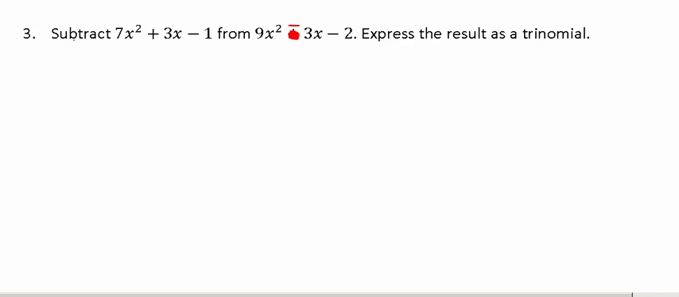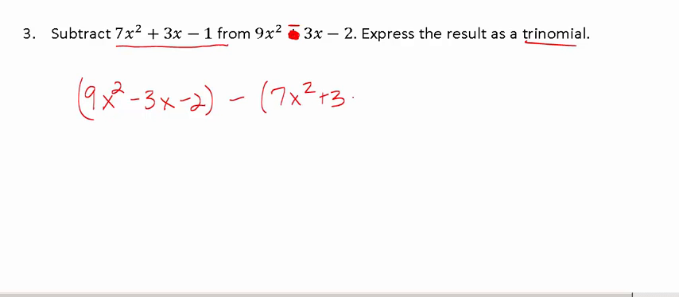Alright, on this next question we've got a subtraction of polynomials. Now, in order for this question to come out as a trinomial, I've got to change it to a minus 3x right there. So it says subtract the 7x squared plus 3x minus 1 from the 9x squared minus 3x minus 2. So we'll put that here and subtract the 7x squared plus 3x minus 1 from it. Now if you want to think about a 1 in front of the parentheses, distribute that. Nothing changes, just bring down the 9x squared minus 3x minus 2.